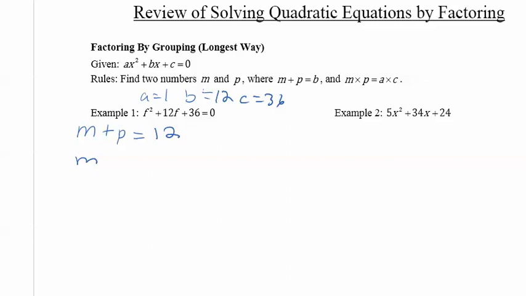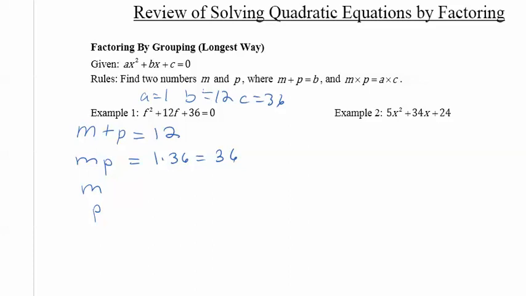And m times p should be equal to a times c, so that would be 1 times 36, which in this case is 36. So now let's try to figure out what these two numbers are. Well, we want the numbers to give us a positive 12. So I'm going to look at the factors of 36, the product of m times p. Well, 6 and 6, if I add those together, would give me 12.